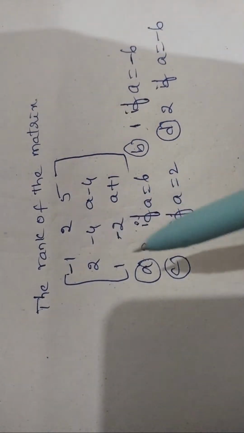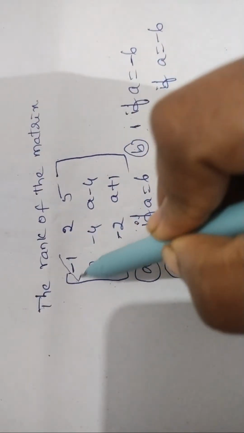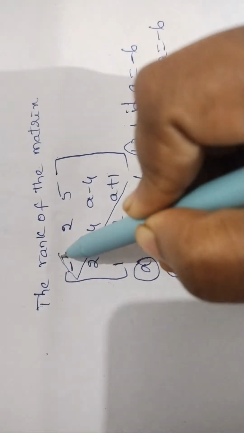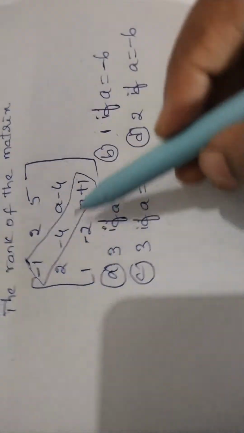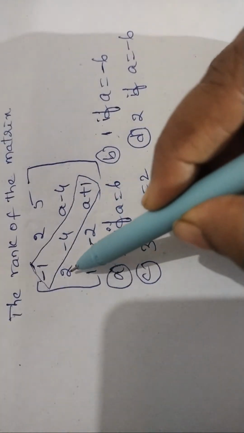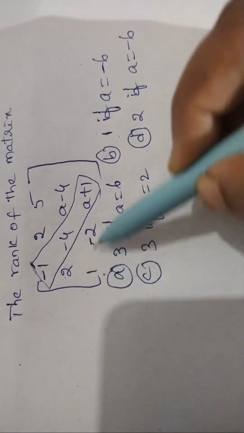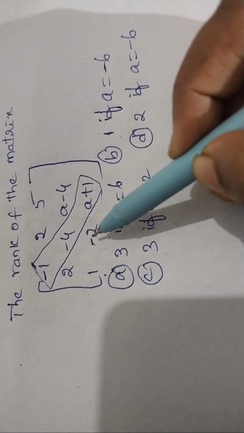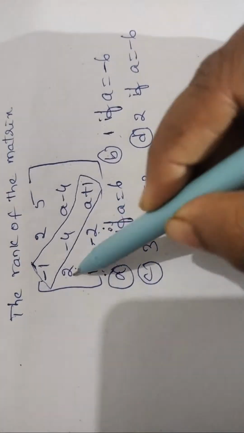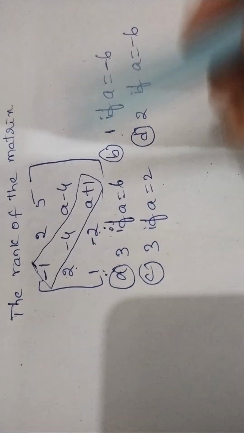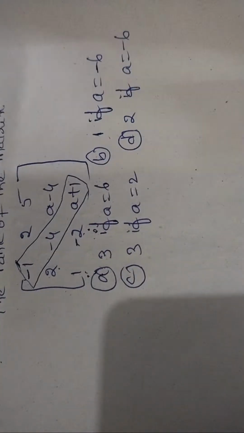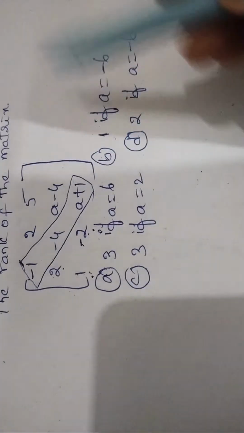First, what is the rule? Select the diagonal elements. So these are the diagonal elements. Under diagonal elements, what are the elements we have? 2, 1, -2. Our aim is to make these elements 0 if possible. If not possible, we will leave them like that only. After that, we count the number of non-zero rows.